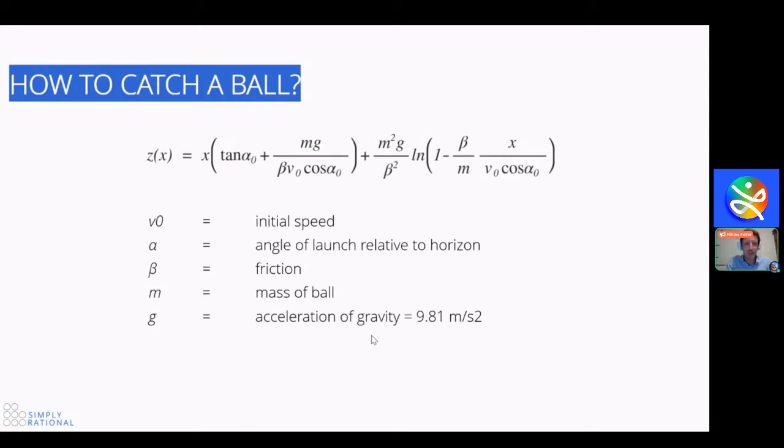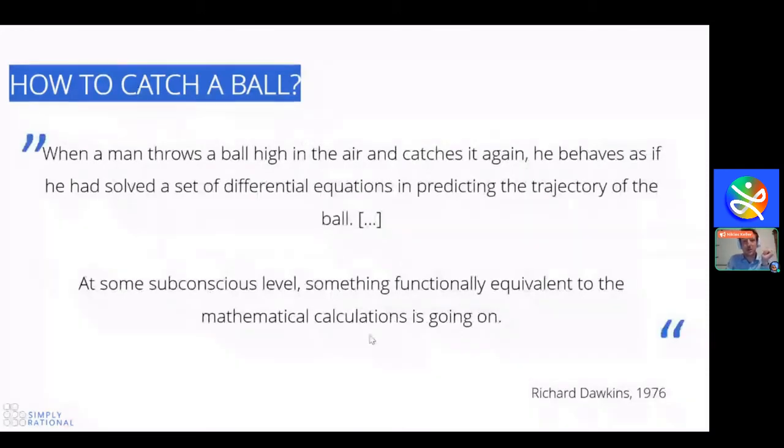I mean, this is quite complicated stuff, and this is actually a simplified version of the calculation of the actual equation. It doesn't, for example, include changes in wind. It doesn't include spin, and so on and so forth, right? So this is actually a very, very impoverished kind of equation when you want to catch a ball. There is an alternative that I feel more at home with, I must say. Oh yeah, this is the quote by Richard Dawkins. When a man throws a ball high in the air, he catches it again, he behaves as if he had solved a set of differential equations in predicting the trajectory of the ball. At some subconscious level, something functionally equivalent to the mathematical calculations going on.